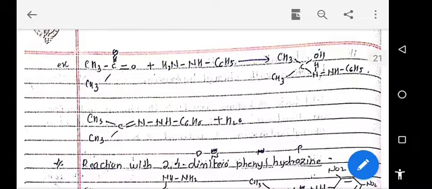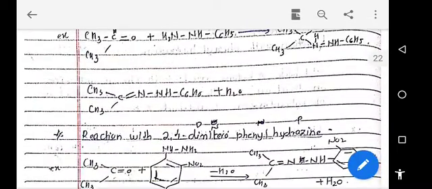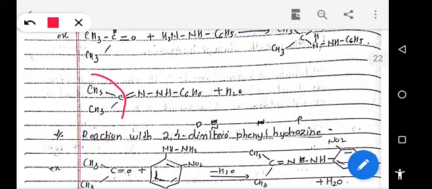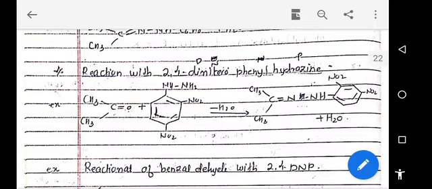Here is another reaction. There is a ketone. We can attach this ketone in the same way. This is the original part attached with the double bond N, H, C6H5. Next is 2,4-dinitrophenylhydrazine. No change is here, only the change in the structure.